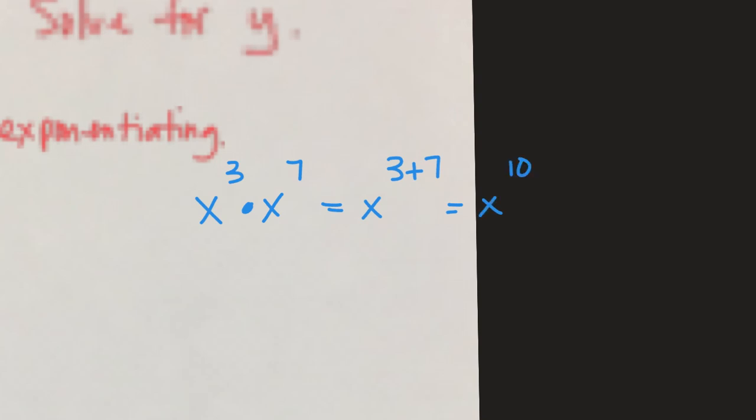Now, I'm going to go in the opposite direction. I currently have a plus in my exponent. So what I'm going to do is take the plus and raise each one to that separate base. So x to the 3 plus 7 is x to the third power times x to the 7th power. That's one of our properties of exponents.